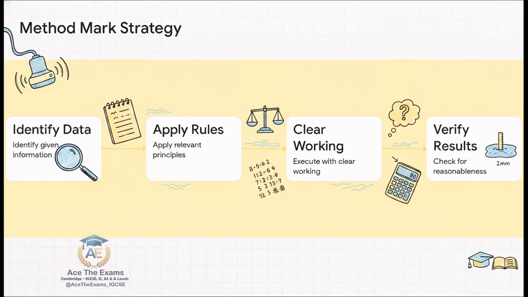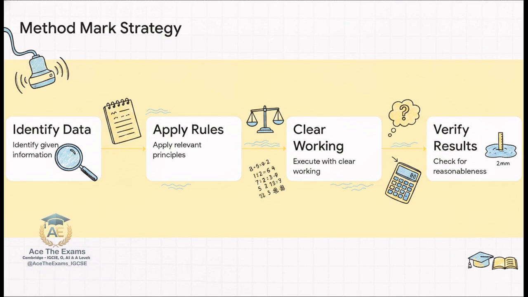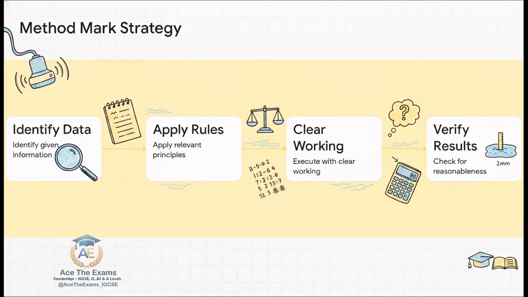Step 3. Execute with clear working. Plug the numbers in so the examiner sees exactly what your calculator is doing. And finally, Step 4. Verify results. Take a step back and ask, does this number make real-world sense? If you calculate the depth of the ocean as 2 millimeters, you've definitely messed up your unit conversions, right? Showing this clear step-by-step working is exactly how you secure methodology marks. Even if you fumble the final calculator input under pressure, you still get the bulk of the points.